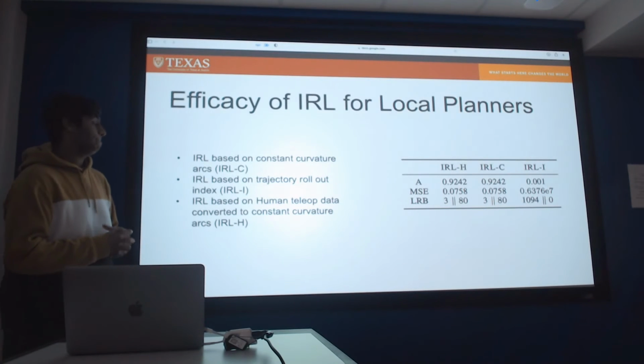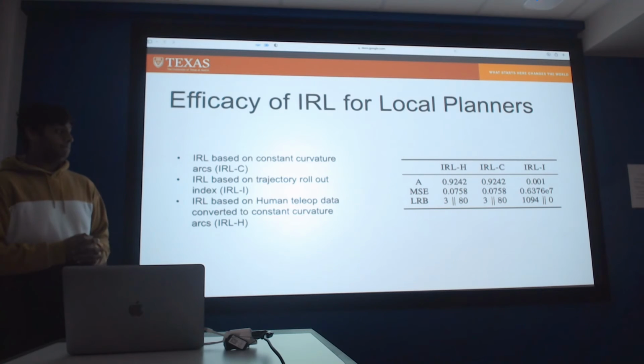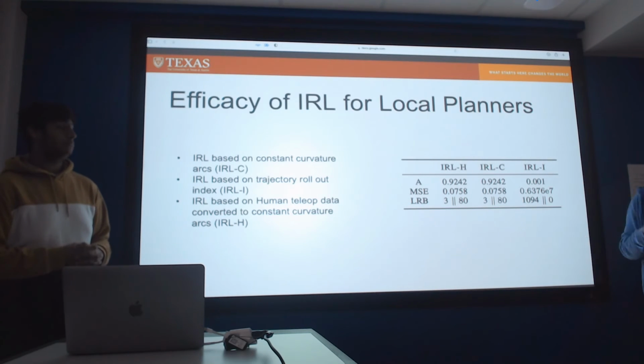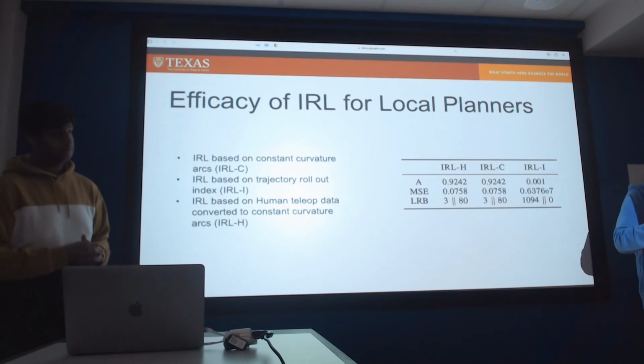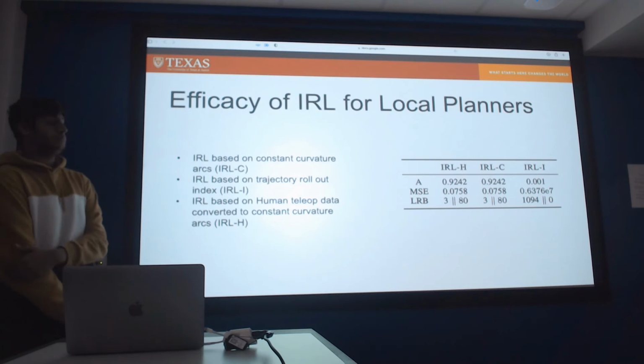So talk a little bit about the three different approaches, the IRLH, IRLC, and IRLI, and how they apply to local planners. So we observe three different metrics that we like to measure. One is the accuracy of how close we predicted the correct one, the mean squared error, to signalize when it was wrong, how wrong it was, and then the left-right bias on which the machine learning model either predicted a leftward incorrect trajectory, where it turned too far to the left, or a rightwards incorrect trajectory, where it turned too far right.